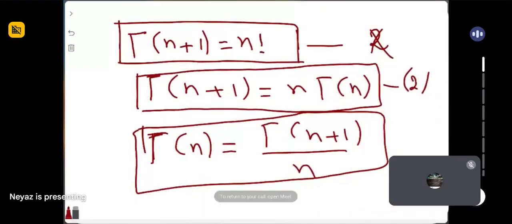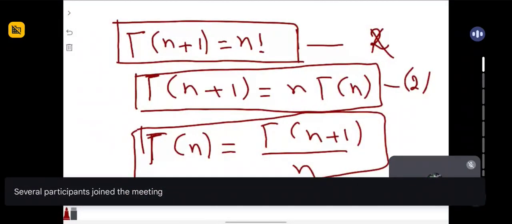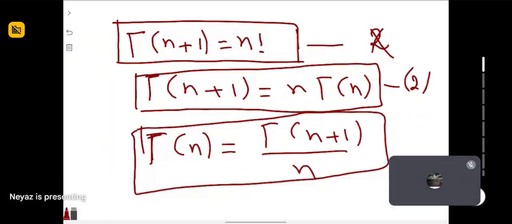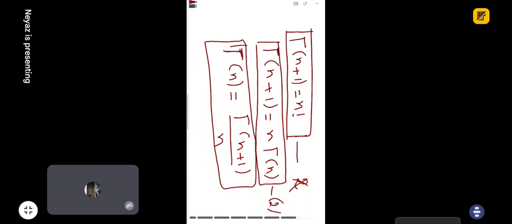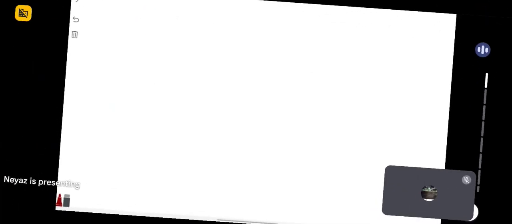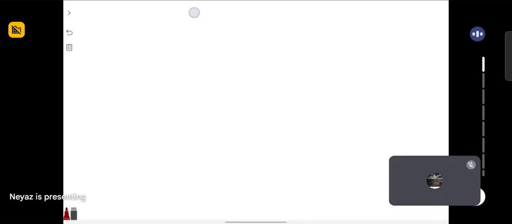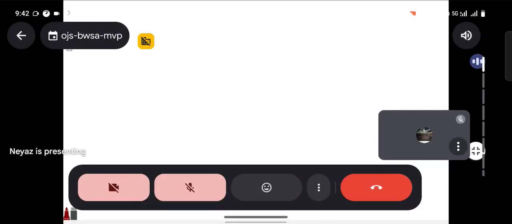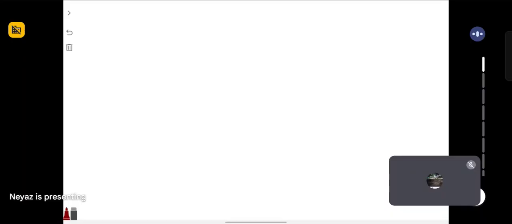This is another very important property of the gamma function. This process is called analytic continuation. Any question here? Okay. This process of continuing gamma n plus 1 is equal to n factorial is called analytic continuation. But sometimes we can even find gamma minus half.